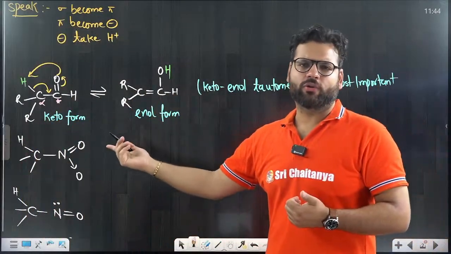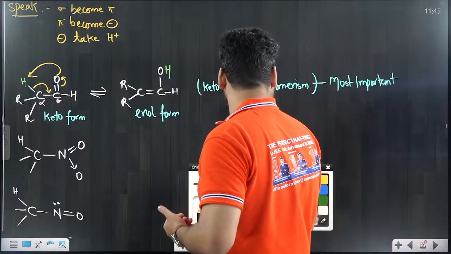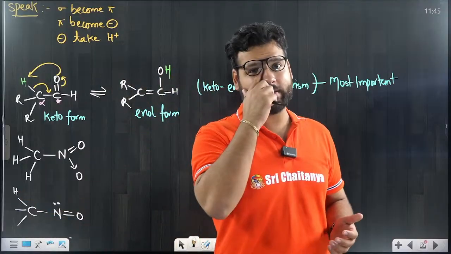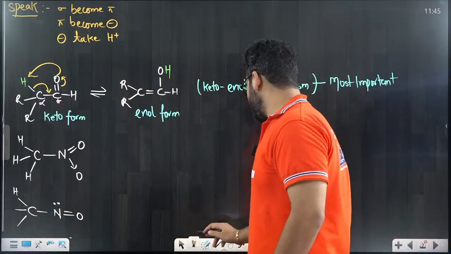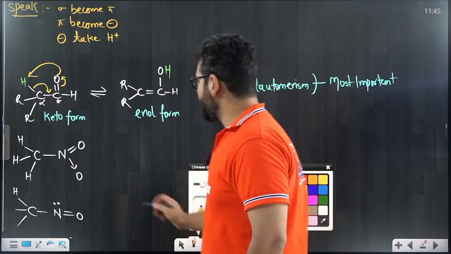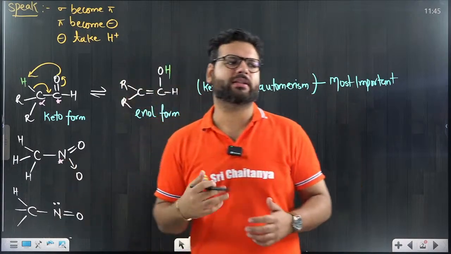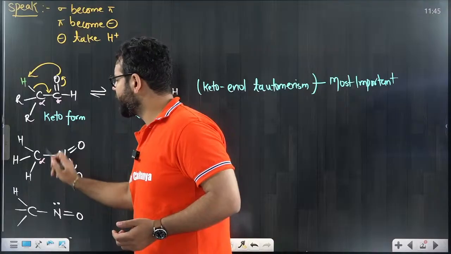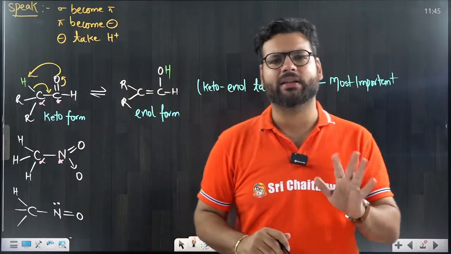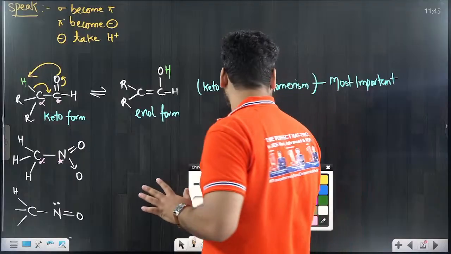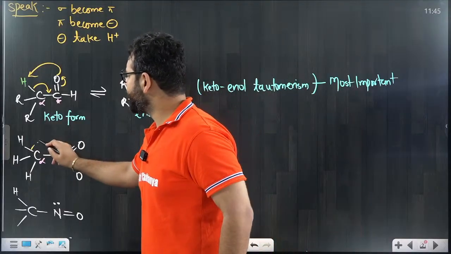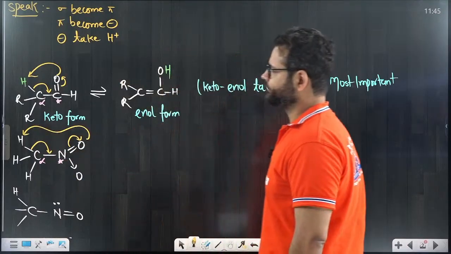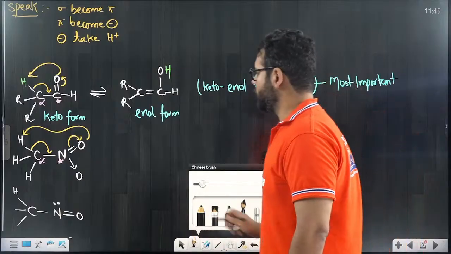Next one is a nitro group. Let's keep some alkyl groups here if you want, or you can keep hydrogen, not a problem. If 2 hydrogens are there also, there is not a problem. So I started with CH3NO2. You see how the tautomerism will happen. I first saw the star atom. This is an sp2 atom. We'll call it star, sp2 atom. The next atom is alpha. This is the alpha carbon. Is the alpha carbon sp3? Yes, condition is satisfied. Then, does it have a hydrogen? Yes. Then do it. Sigma become pi, pi become minus, minus take the H plus. Tautomerism.